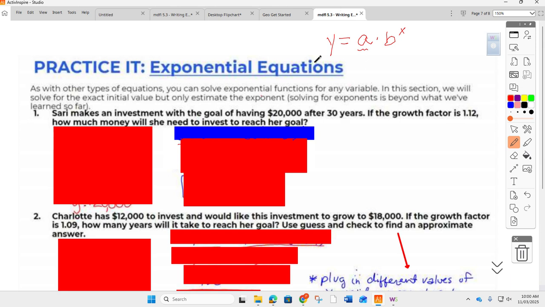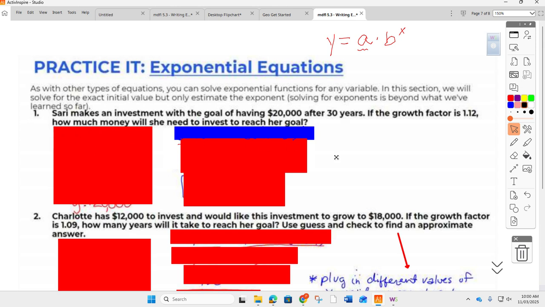Because we have not learned that in any of the math classes you've probably taken, unless you've taken Algebra 2, you might have solved for a variable exponent. But we can solve for the A, and I'll show you how to guess and check and solve for this one. All right, so I make an investment with the goal of having $20,000 after 30 years. If the growth factor is 1.12, how much money will she need to invest to reach her goal?